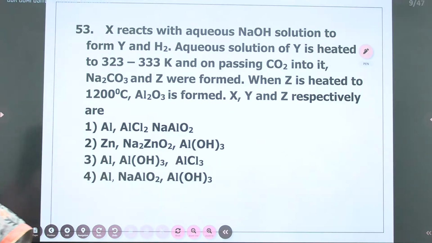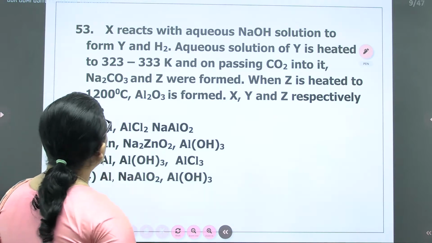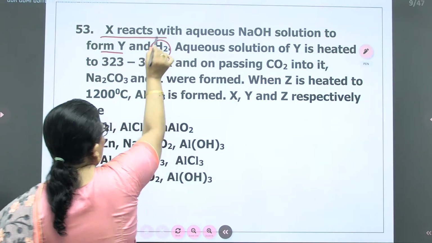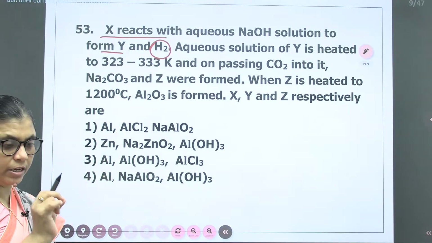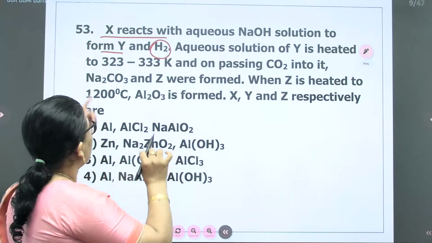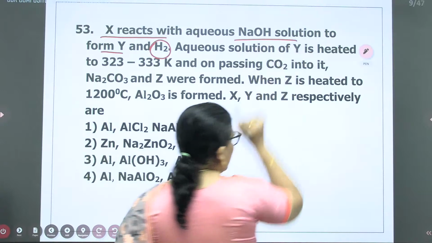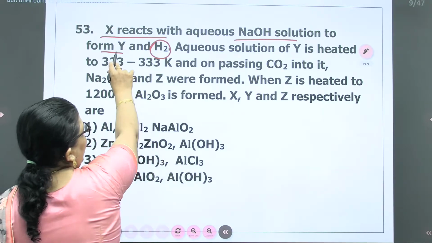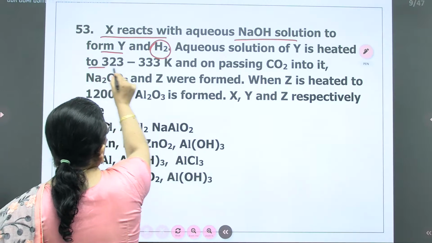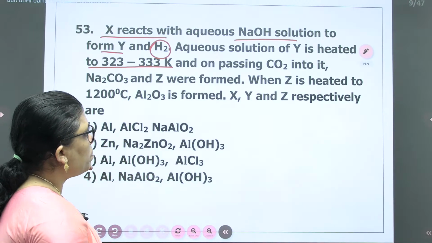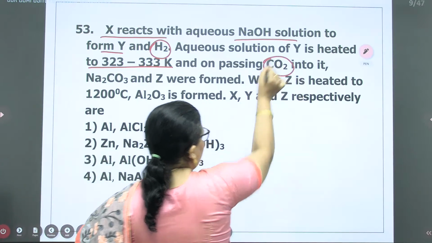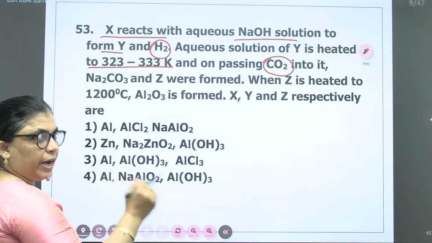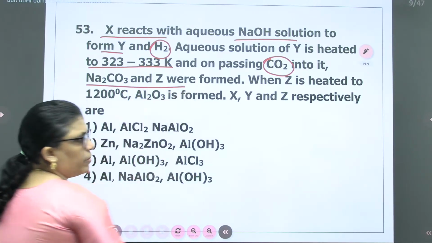Question number 53. X reacts with aqueous NaOH solution to form Y and hydrogen gas. It means X is something which reacts with NaOH solution to liberate hydrogen gas. Further, the aqueous solution of Y is heated to 323 to 333 Kelvin, and on passing carbon dioxide gas, it means the aqueous solution must be basic because carbon dioxide is acidic in nature. Then it forms sodium carbonate and Z.